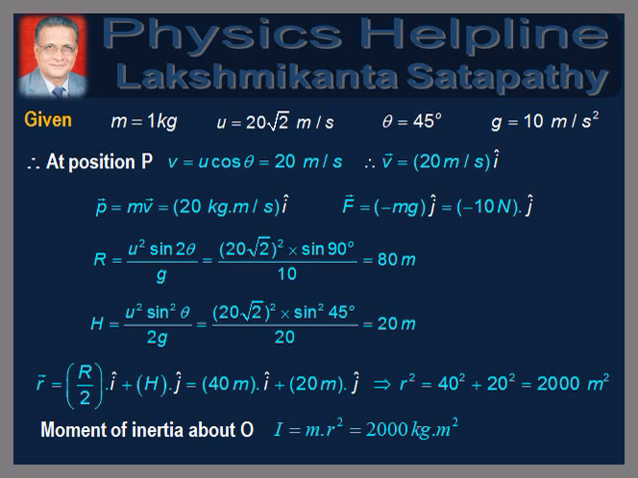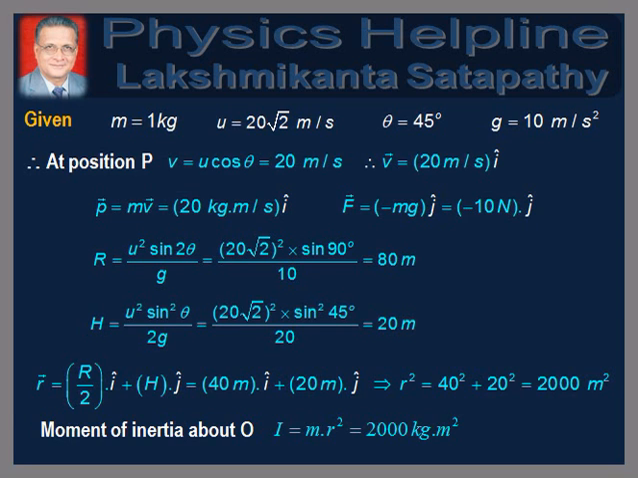First, let us evaluate the physical quantities necessary to solve the problems using the given data as follows. It is given that mass of the particle is equal to 1 kg, speed of projection is equal to 20 root 2 meters per second, angle of projection is equal to 45 degrees, and acceleration due to gravity is equal to 10 meters per second square.